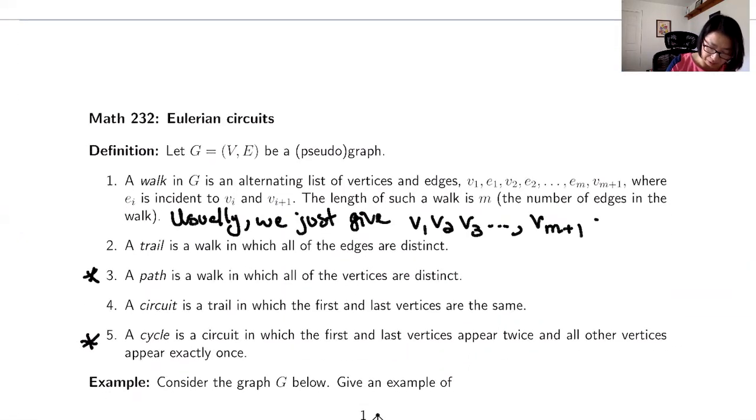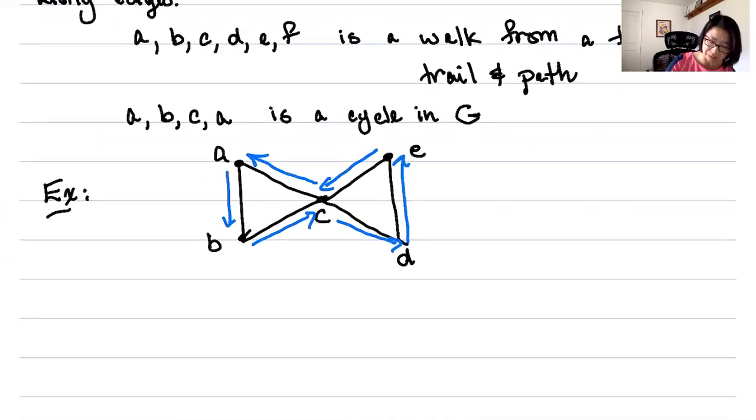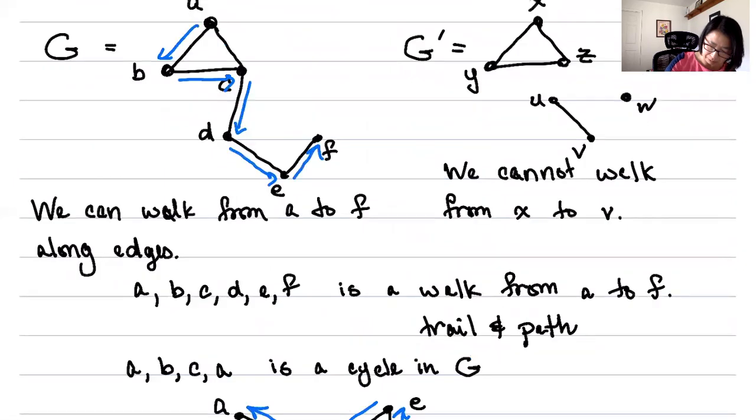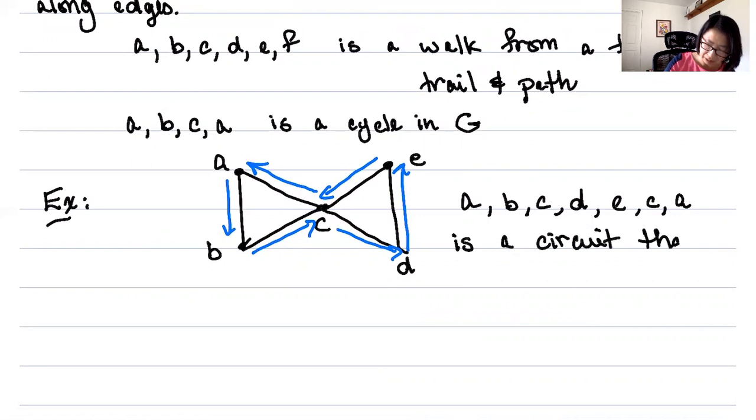Let's check back at our definition. A circuit is a trail in which the first and last vertices are the same. So the first and last vertices are the same because we started and ended at A, and it's a trail because all of the edges are distinct, right? So this, where I'm going, A, B, C, D, E, C, A, is a circuit that is not a cycle, okay?